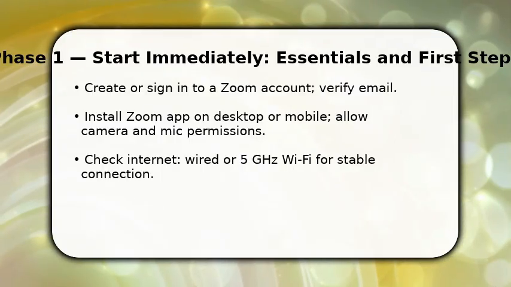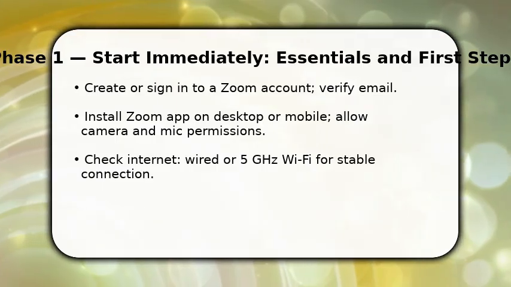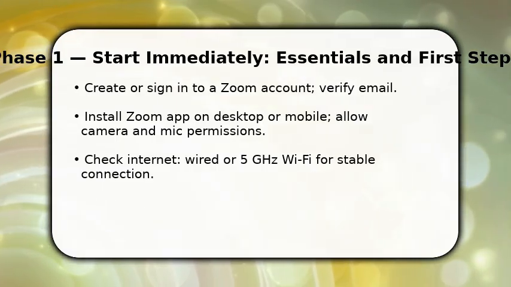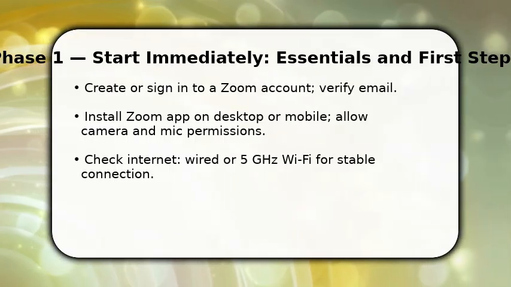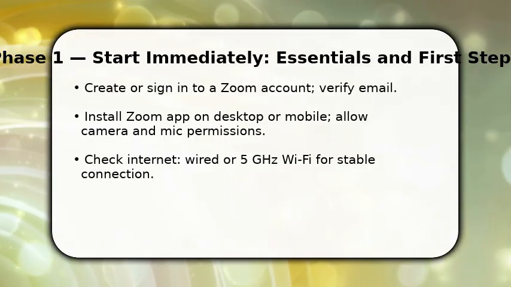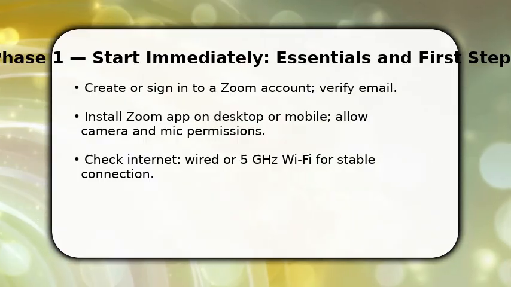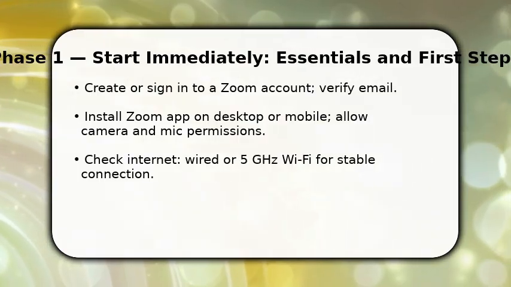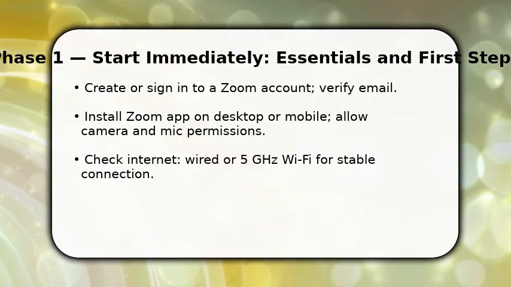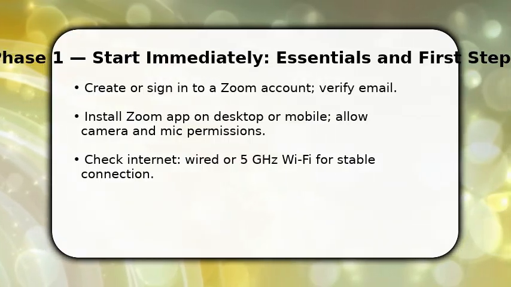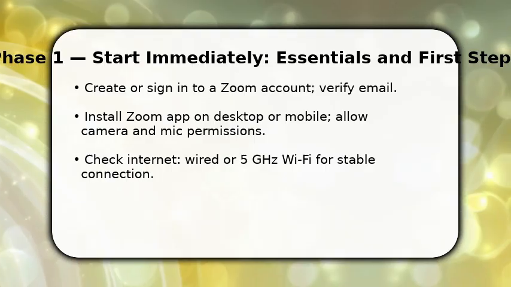You start by ensuring the essentials are ready: an account, the app, and permission for camera and microphone. Sign in now so your profile and settings sync across devices. Once done, test internet speed and prefer wired or 5 GHz Wi-Fi to reduce lag. Make sure your device's time and date are correct, because meeting links use timestamps.